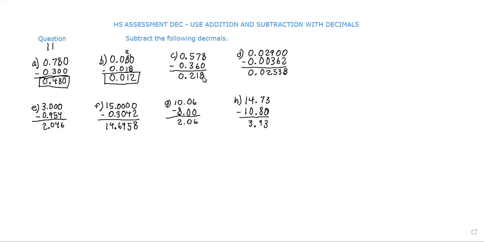Okay, let's do the next one. 8 minus 0 is 8. 7 minus 6 is 1. 5 minus 3 is 2. So our answer is 0.218.